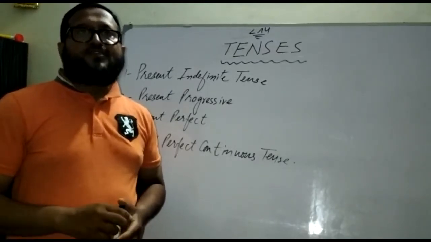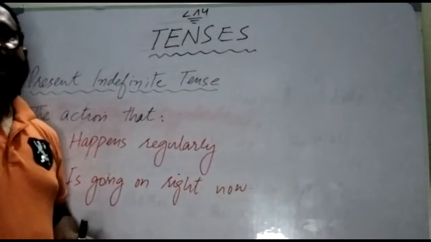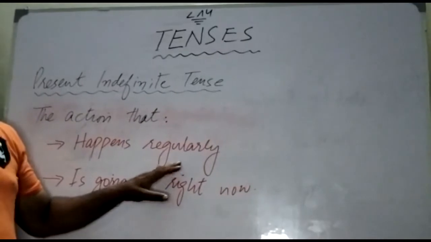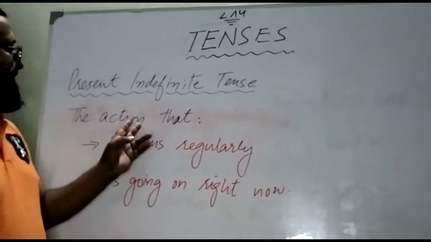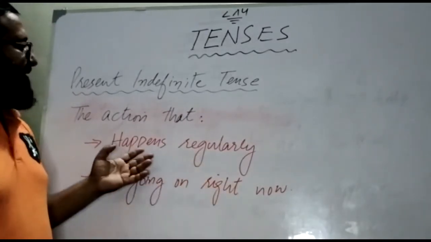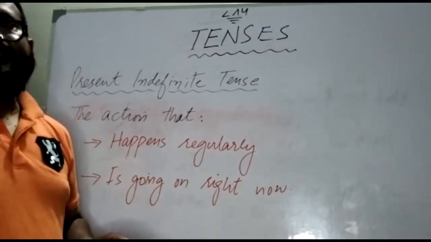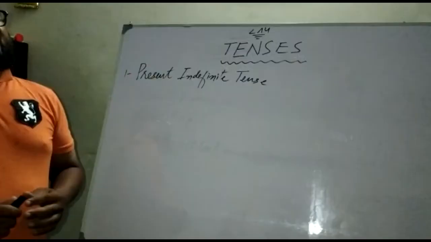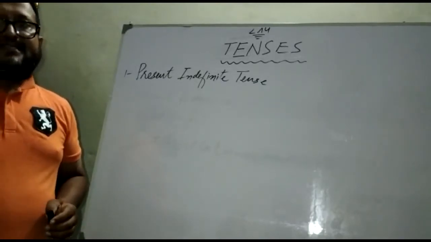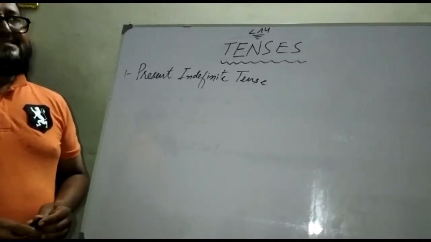So in present indefinite tense, the action which is different from the other tenses is that here the action happens regularly. The action that happens regularly, and the action that is going on right now. So these kinds of actions are performed in present indefinite tense. We can say that he goes to the market. The sun rises in the east. He plays tennis. Like these sentences.